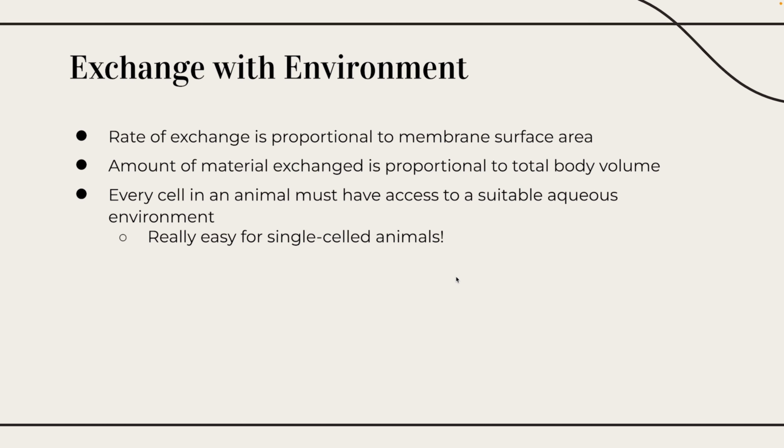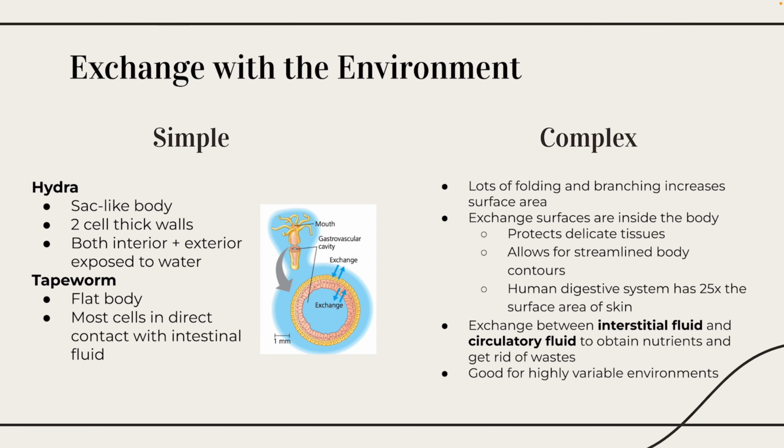All right, so all animals and other organisms have to engage in exchange with the environment, and something to keep in mind is that the rate of exchange is proportional to the cell membrane surface area, and the amount of material exchange is proportional to total body volume. Every cell in an animal must have access to a suitable aqueous environment. Of course, this is really easy for single-celled animals, right? Because they're one cell, as long as that cell has access to the environment, everything is good. For multicellular organisms, it's going to be a little more complicated.